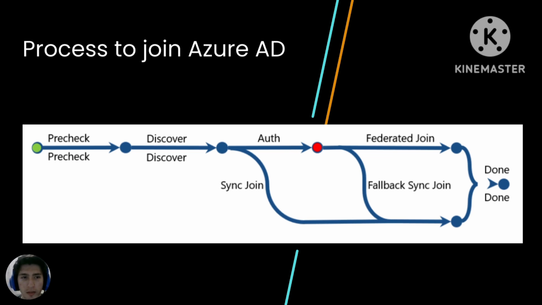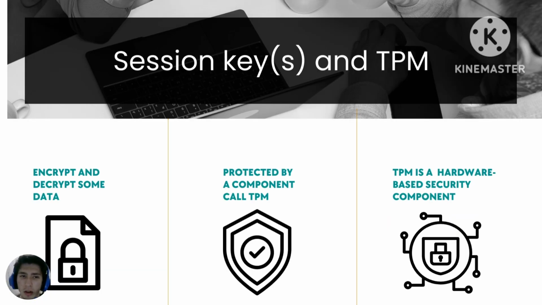So this image is the process to join Azure AD. During this process, a pair of keys will be created, called session keys. These keys are used to encrypt and decrypt some data that we will discuss more about in the next slides. And these keys are protected by a component called TPM. But what is TPM? TPM is going to be explained by my partner in the next slide.